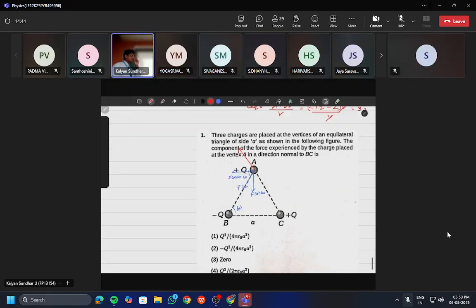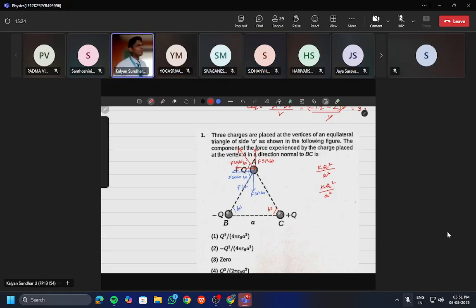Now similarly, if you resolve the red one, you'll be resolving like this. This is also 60 degrees. Will the force value change? What is the force between this negative charge and the positive charge? k q square by a square, correct? For this positive charge and this positive charge also, k q square by a square. So the force is not going to change; the magnitude of force is going to be the same. So here also it will be F sin 60 and F cos 60.